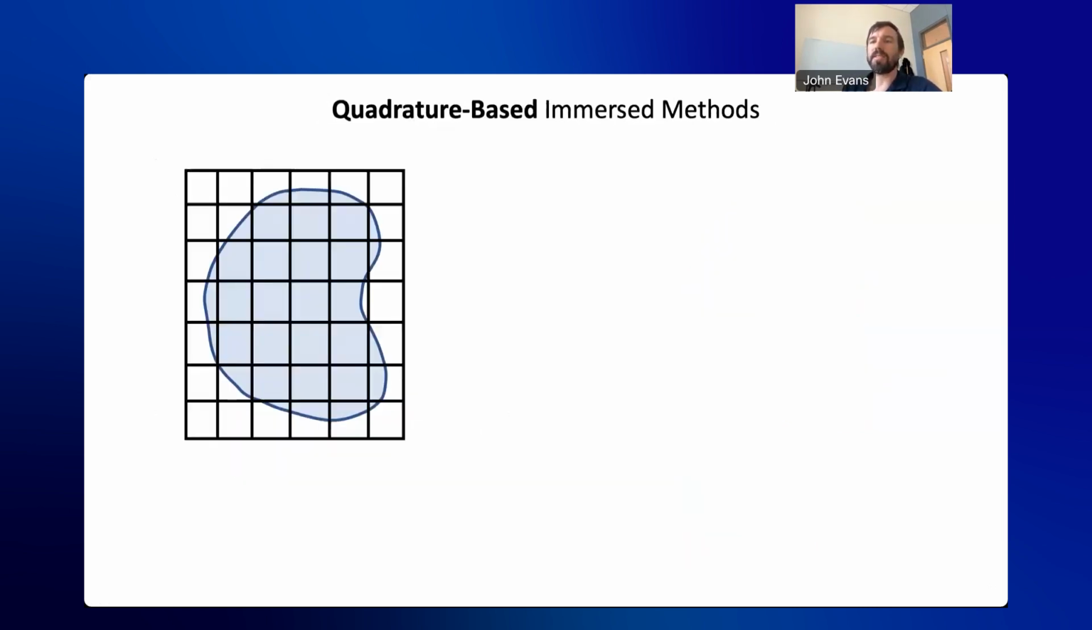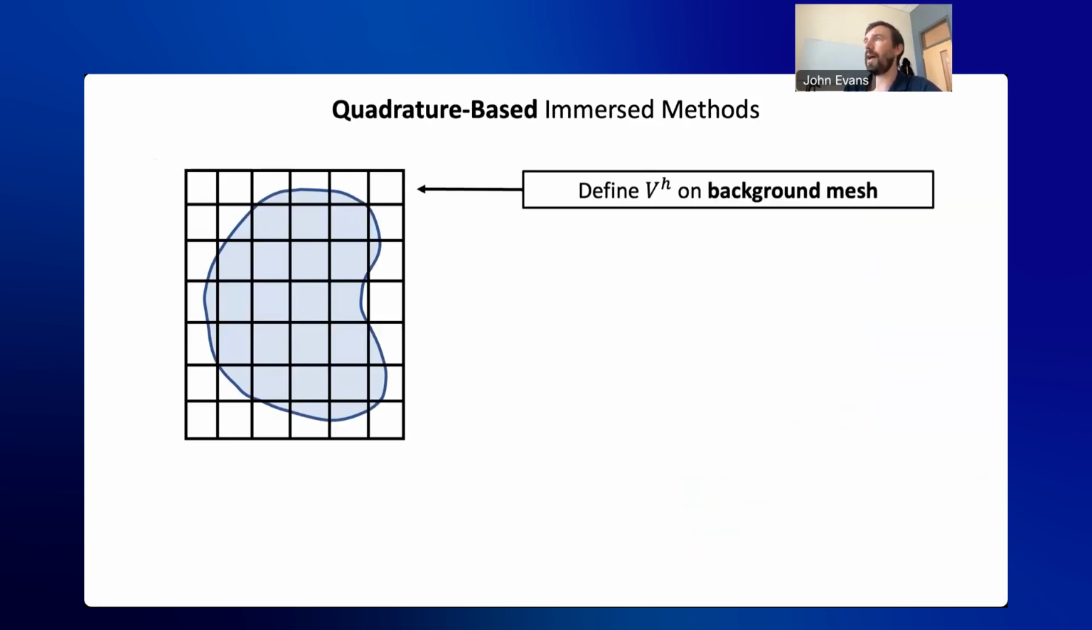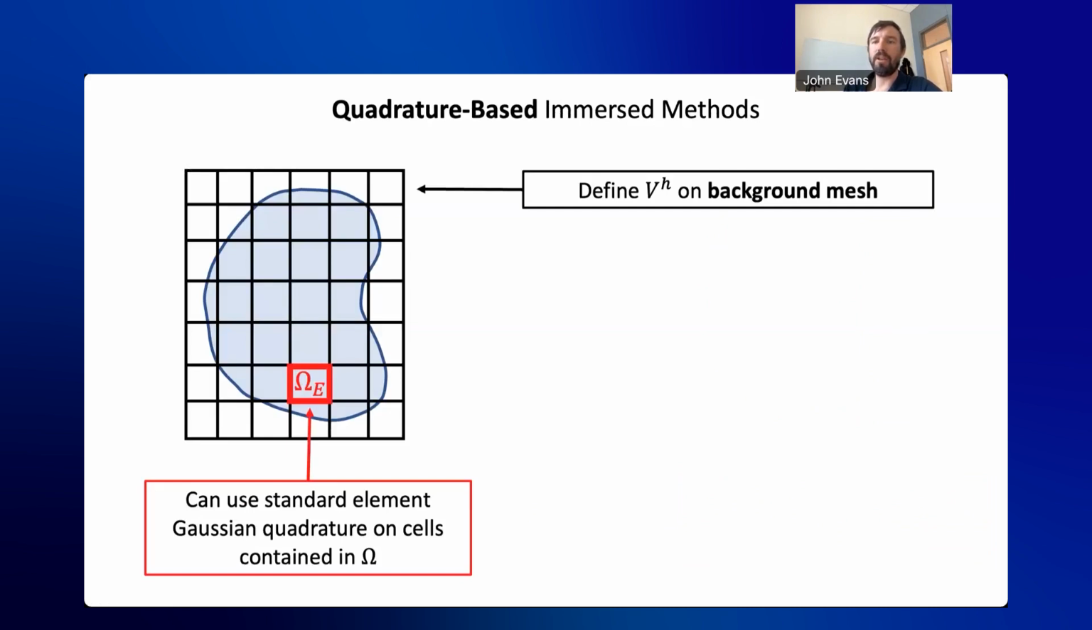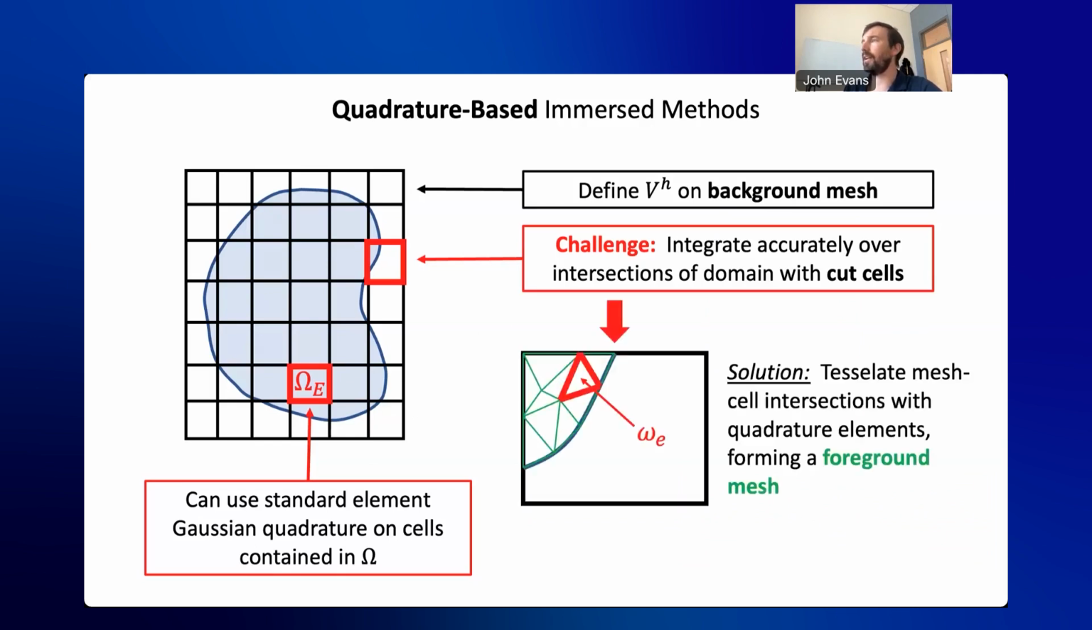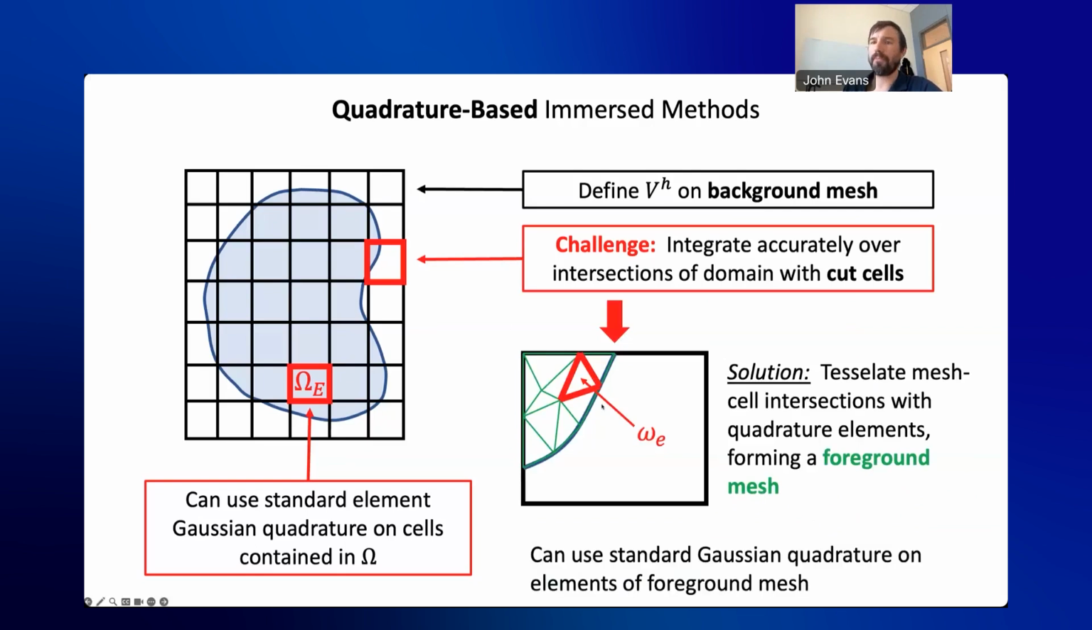And with quadrature-based immersed methods, which are the most common, we define the V_h with respect to a background mesh. We can then use standard element Gauss quadrature on cells contained inside the domain. And the challenge, as already articulated, is integrating accurately over the intersections of the domain with cut cells. One solution that I highlighted was tessellating these mesh cell intersections with quadrature elements, forming a foreground mesh. And then over each of these subcells, we can use standard Gauss quadrature.